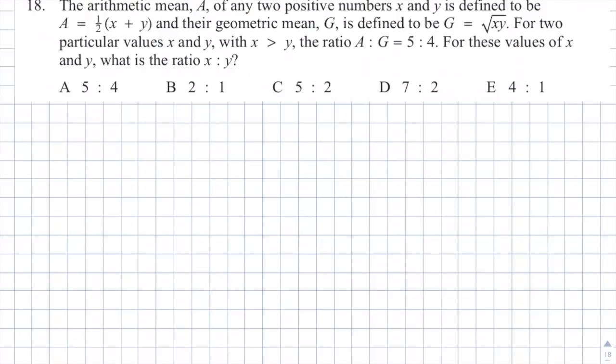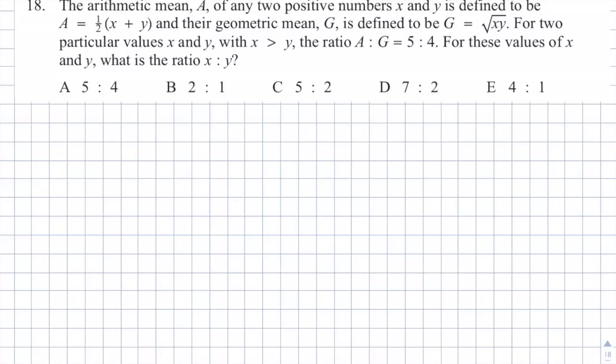Question 18. The arithmetic mean A of any two positive numbers x and y is defined to be A equals a half of x plus y. And the geometric mean G is defined to be G equals the square root of xy. For two particular values x and y, with x being greater than y, the ratio A to G is equal to 5 to 4. For these values of x and y, what is the ratio of x to y? We've got answers: A is 5 to 4, B is 2 to 1, C is 5 to 2, D is 7 to 2, and E is 4 to 1.